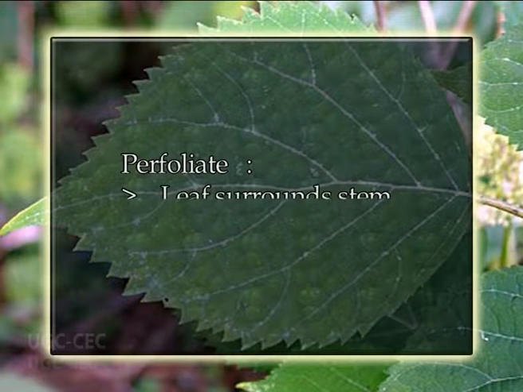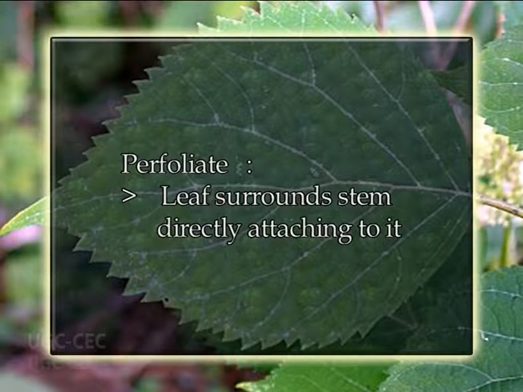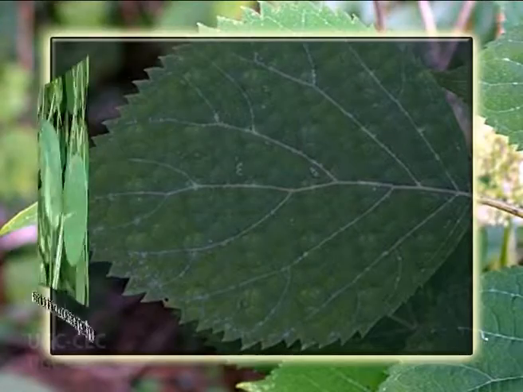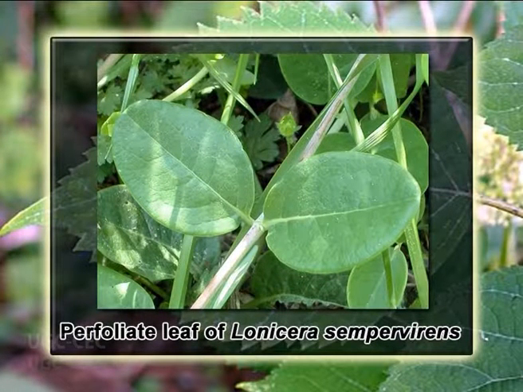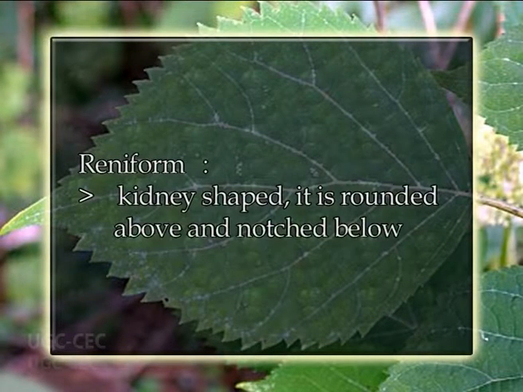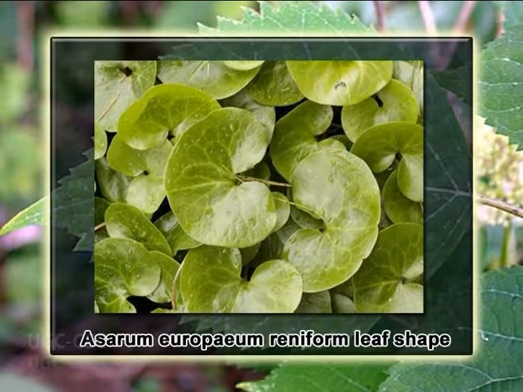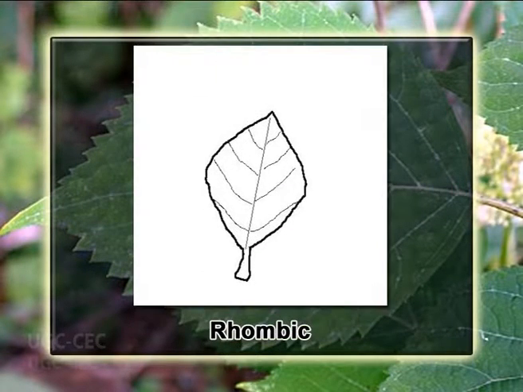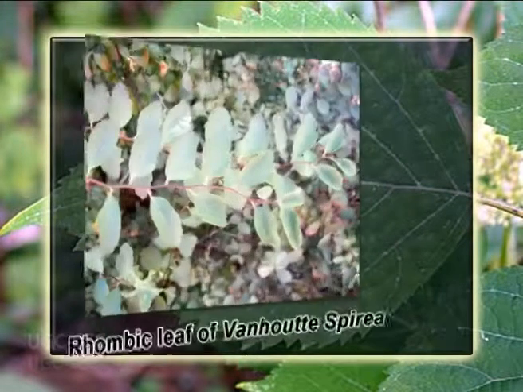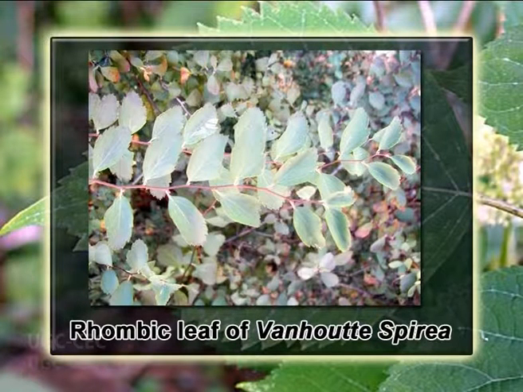Next is perfoliate. That's leaves around stem directly attaching to it. Stem appears to go through the center of leaf. There is no petiole. For example, in trumpet honeysuckle, that's Lonicera sempervirens. Reniform. This is kidney shaped, it is rounded above and notched below. For example, Typhonium diversifolium, Indian pennywort, Asarum europaeum. Then rhombic, diamond shaped, with four sides, petiole attached at one of the corners. For example, Vanhoutte spiraea.